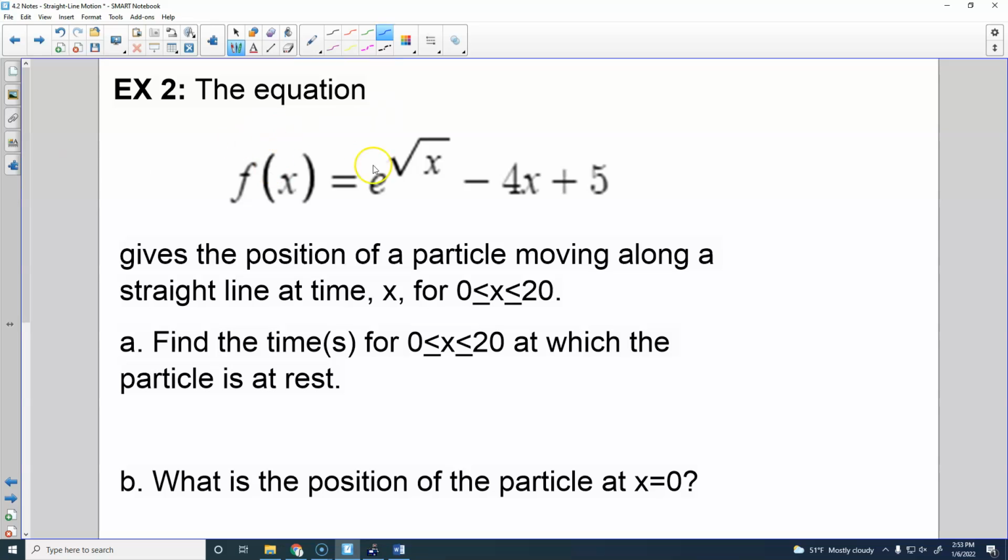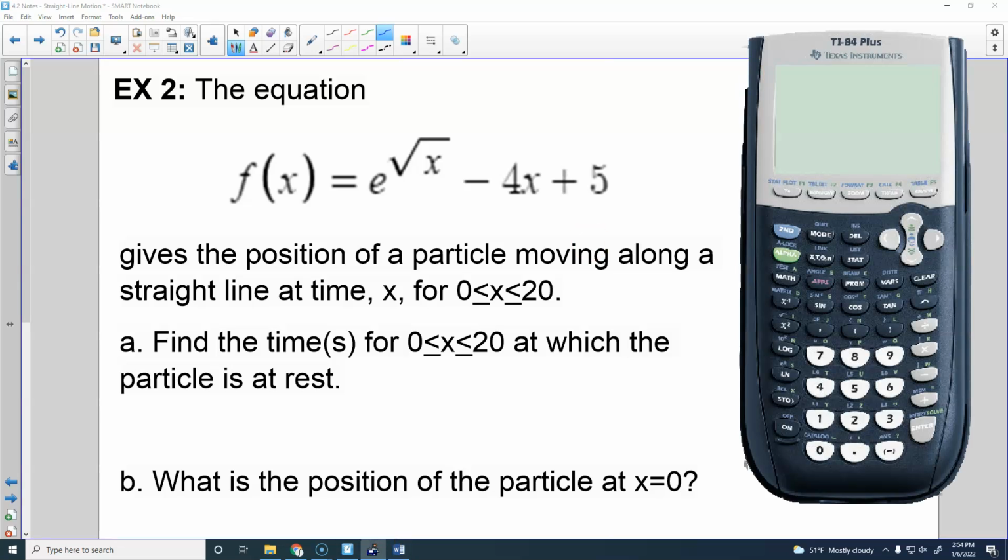All right, so we've got this equation. It gives the position on a straight line at time t, and this is calculator active. Should put a calculator here. So find the times for 0 to 20 at which the particle is at rest. So we definitely need our calculator, not this one though, because it's weak.